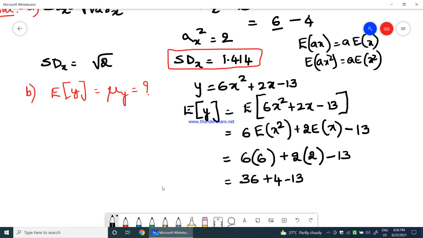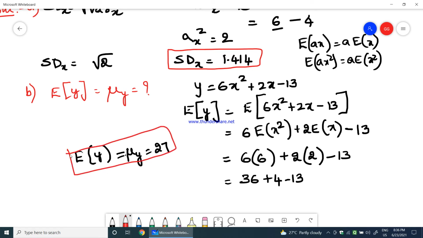So therefore the final answer, the expectation of y or mean of y would be equal to 36 plus 4 is 40 minus 13 will give you 27. So this is the answer. Okay, I hope the problem is done. So we have found the solution for the given problem. Fine, so let us go to the next problem.